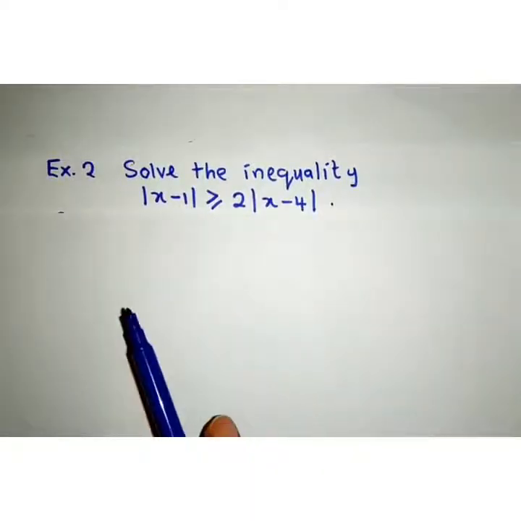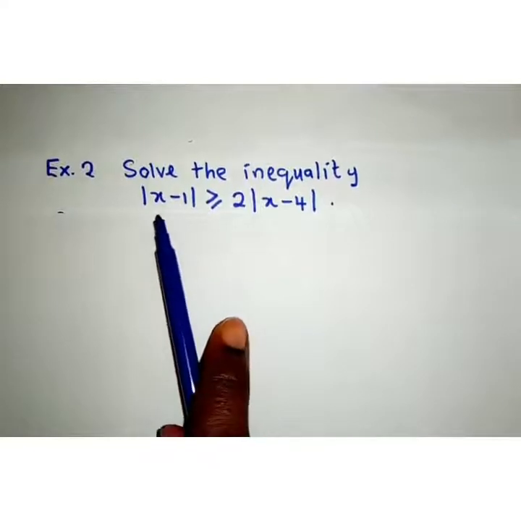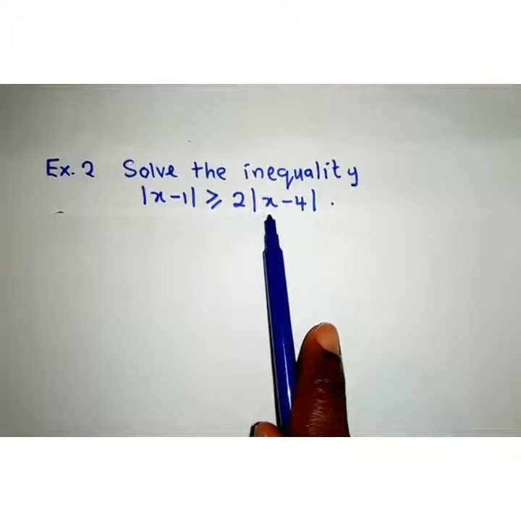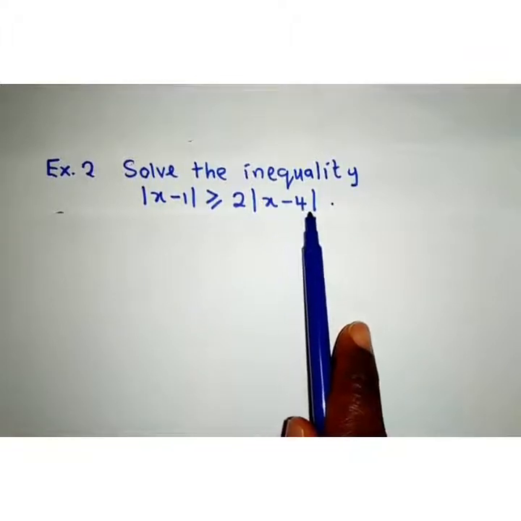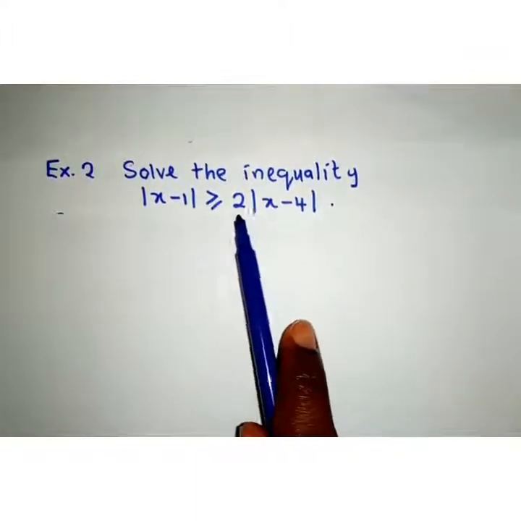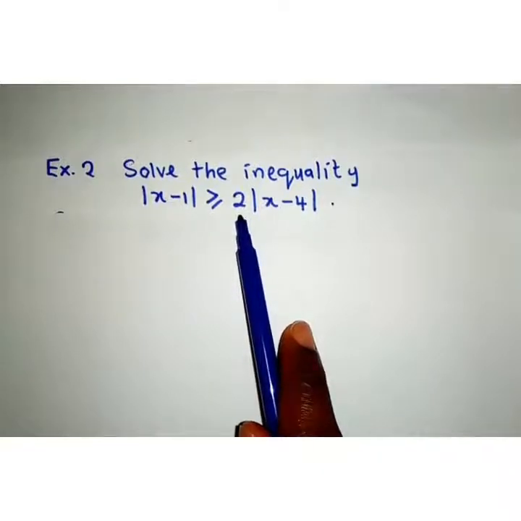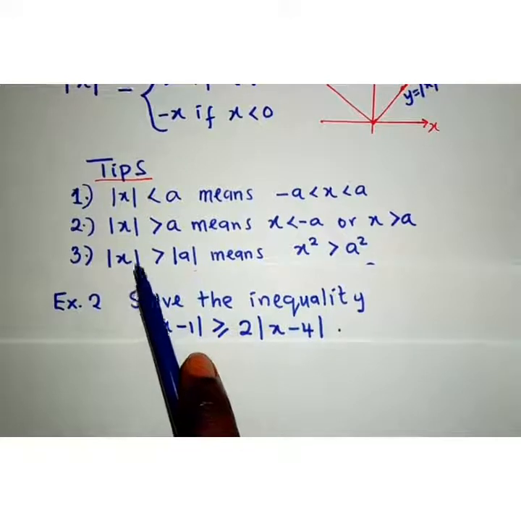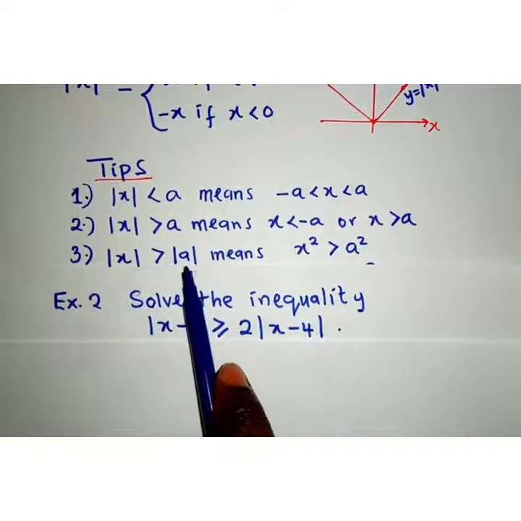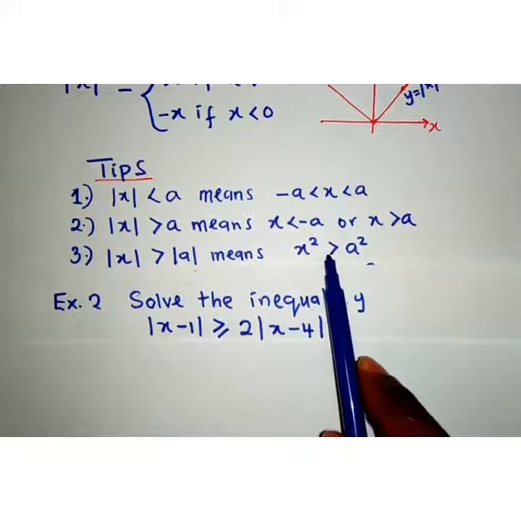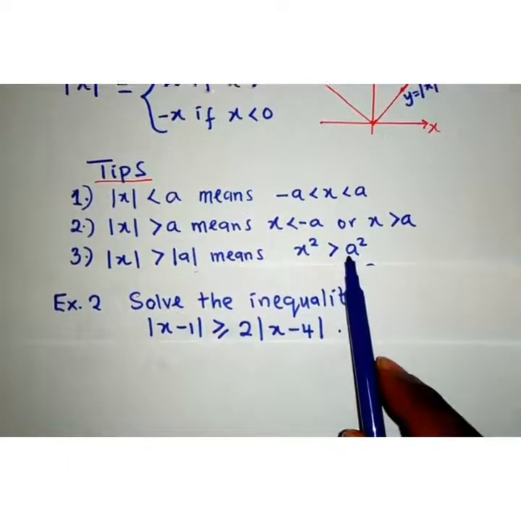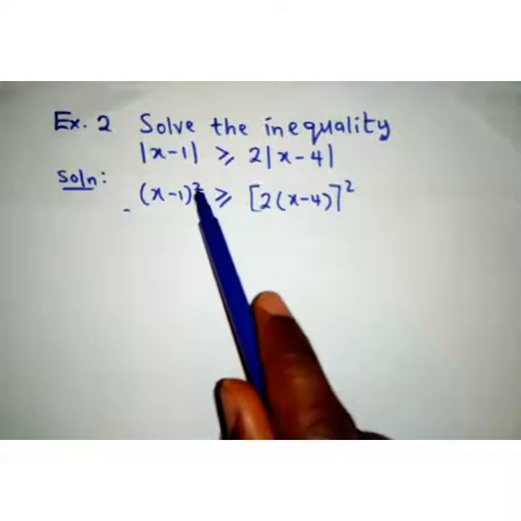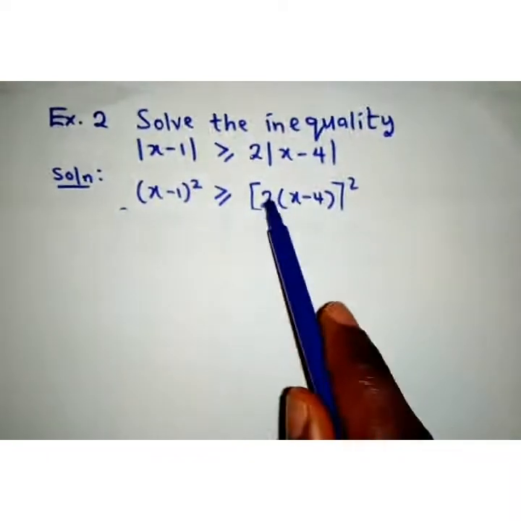Example 2. Solve: modulus of x minus 1 greater than or equal to 2 times modulus of x minus 4. To solve this, we apply property 3. Property 3 says if modulus of x is greater than the modulus of a, then x squared is greater than a squared. By property 3, we square both sides of the inequality and we have this.